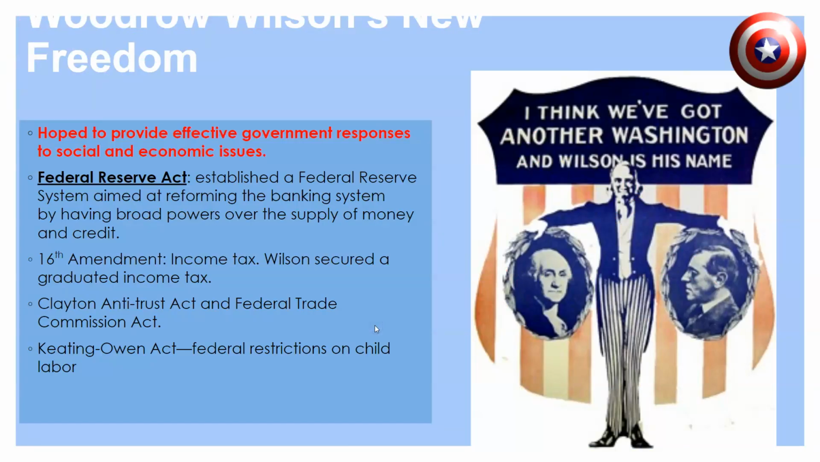Woodrow Wilson was another president during this time period following Teddy Roosevelt, and Woodrow Wilson's program was known as New Freedom. He hoped to provide effective government responses to social and economic issues. A Federal Reserve Act was established that aimed to reform the banking system. It created the Federal Reserve System. The 16th Amendment was enacted that brought an income tax. President Wilson got a graduated income tax. The Clayton Antitrust Act and Federal Trade Commission Acts were also passed. The Keating-Owen Act was a federal restriction on child labor.